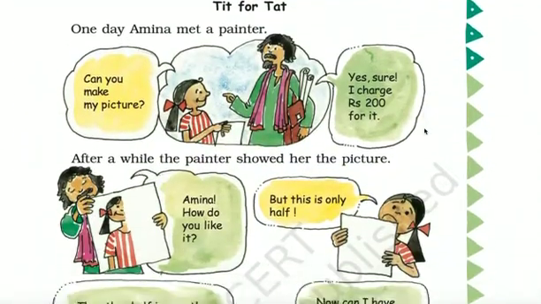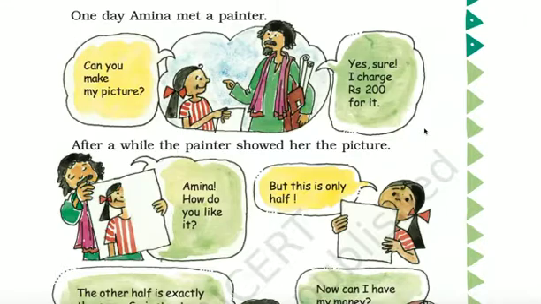Tit for tat. That is a lesson here. One day, Amina met a painter. This is Amina. She met a painter. What is she saying? Can you make my picture? Okay, very sweet voice. She is saying, can this guy make her picture?